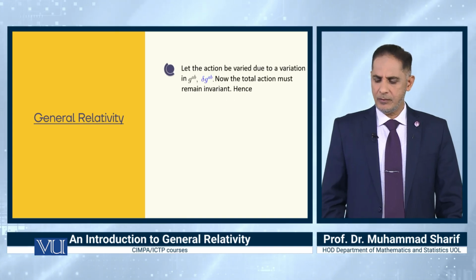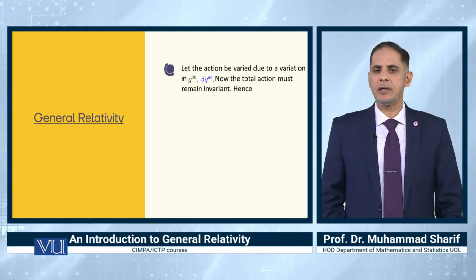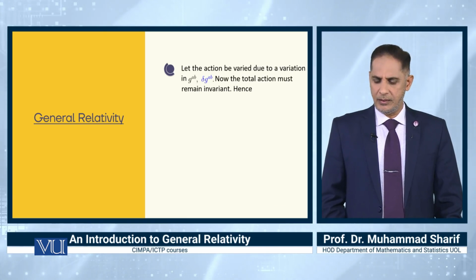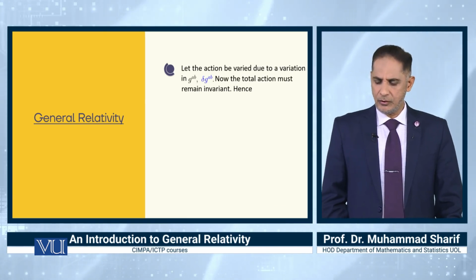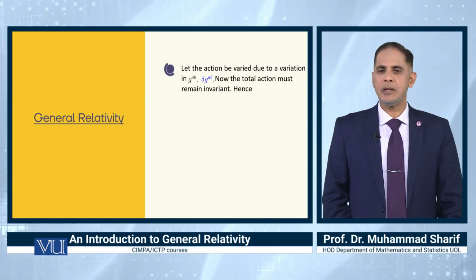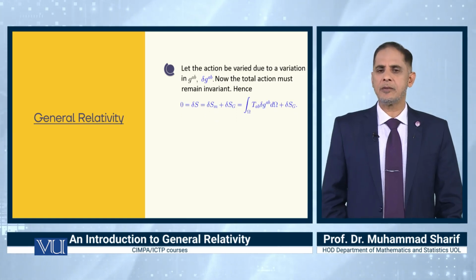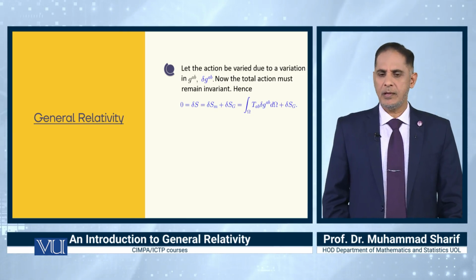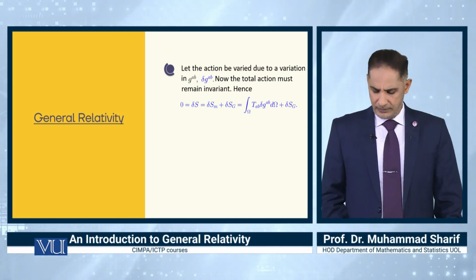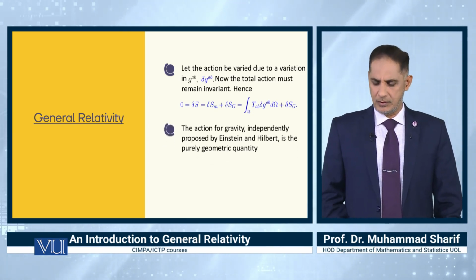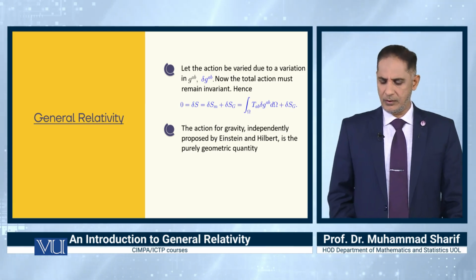Let the action be varied due to a variation in the metric tensor, say delta g_AB. Now, the total action must be invariant, so it means delta S should be 0. Now we need to solve this system, but I am not going to give the details or the solution here. I just write down the equations.